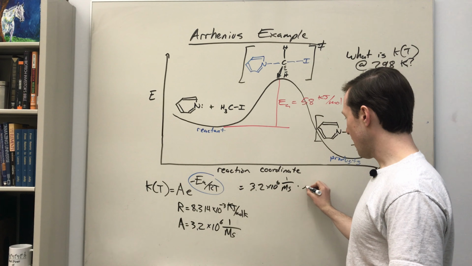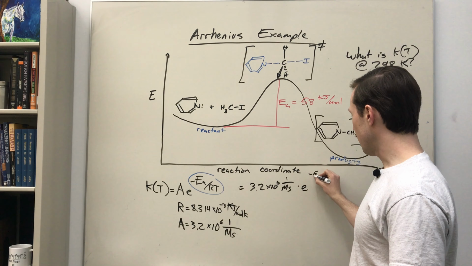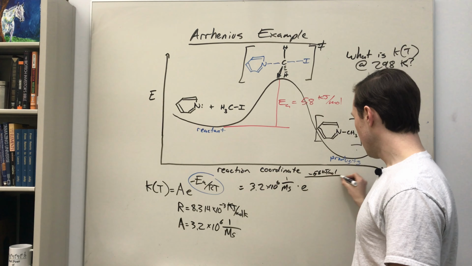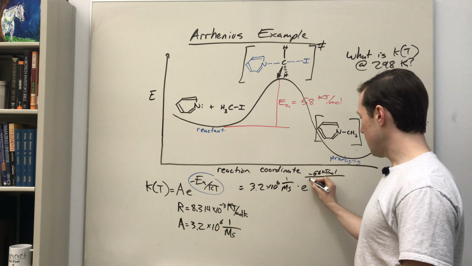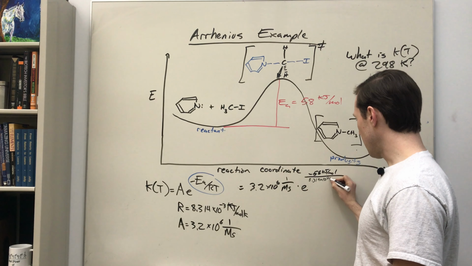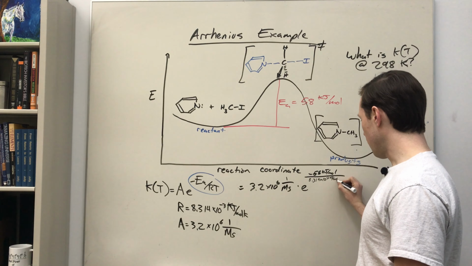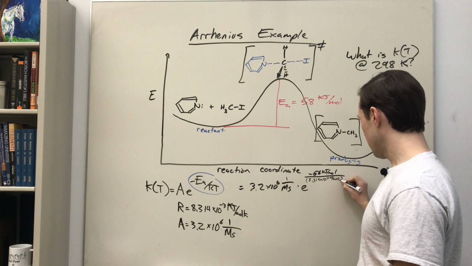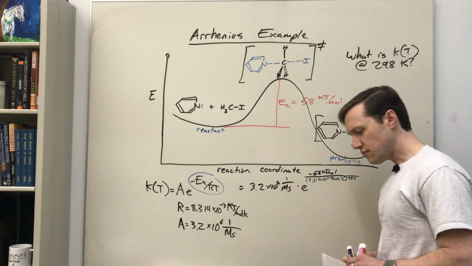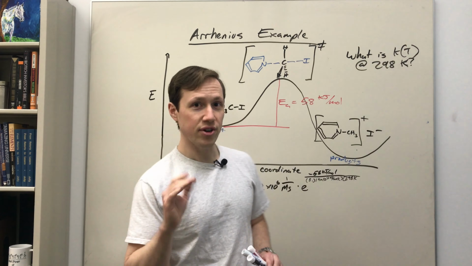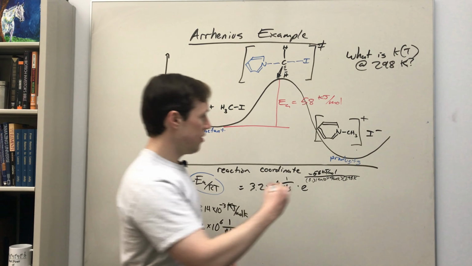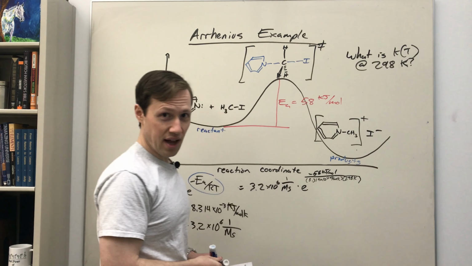We're going to multiply that times e to the negative 58 kilojoules per mole divided by 8.314 times 10 to the negative 3 kilojoules per mole Kelvin times 298 Kelvin. Now is a great time to make sure that you feel comfortable doing these kinds of exponentiation operations with your calculator.